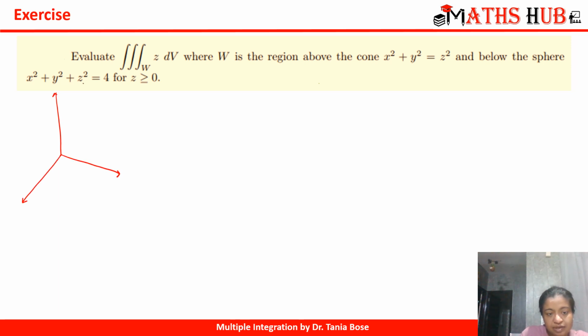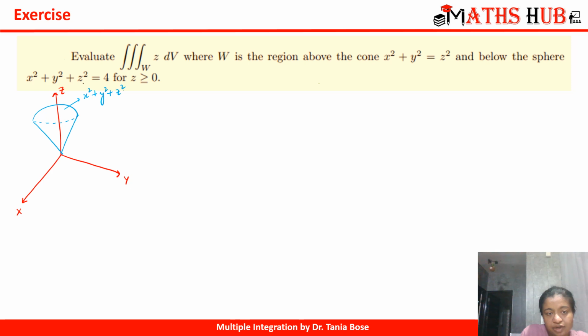Let's see. So this is my x, this is my y plane, this is my z plane. So there is a cone, and then the cone has been surmounted by a sphere, right? So this is your sphere, right? The equation of the sphere is x square plus y square plus z square is equal to 4.